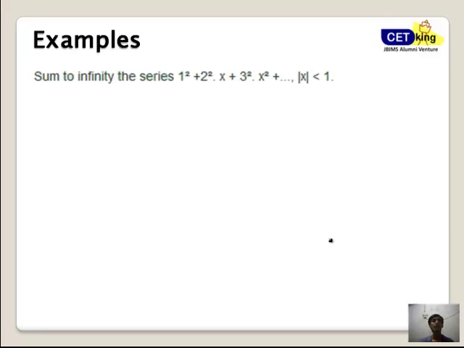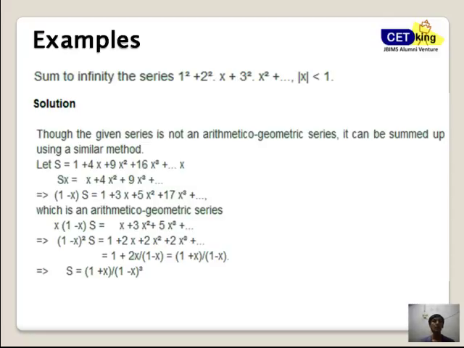Okay, let's solve the problem. Now, though the given series is not an arithmetic or geometric series, it can be summed up in a very similar fashion. We can see that the coefficients of x are squares. Alright, so in this case also we will use the same technique. So S is equal to 1 plus 4x plus 9x square plus 16x cube and so on. Okay, now multiplying this series with the common ratio, we get Sx is equal to x plus 4x square plus 9x cube and so on.